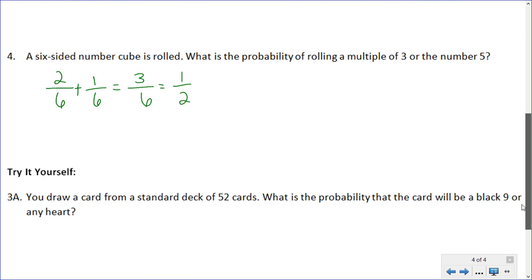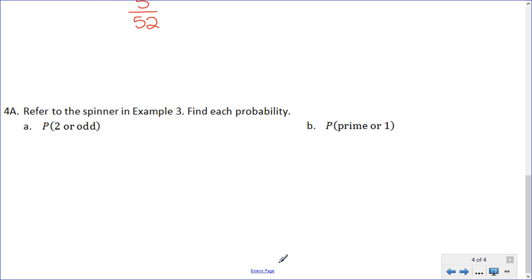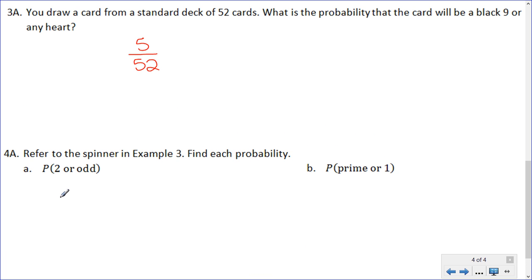Okay, and again, there are 2 try-it-yourself problems at the bottom of the page. Go ahead and pause the video, work through those problems, and press play when you are ready to continue. Okay, for the first one, probability should be 5 over 52. And for the last one, for part A, the probability is 5/8. And for B, the probability is also 5/8.